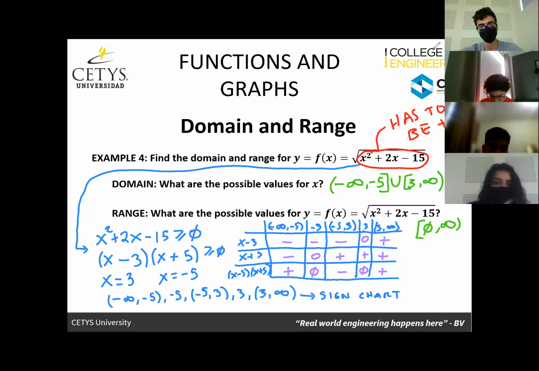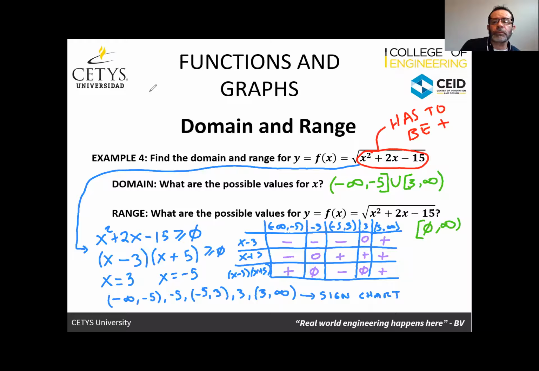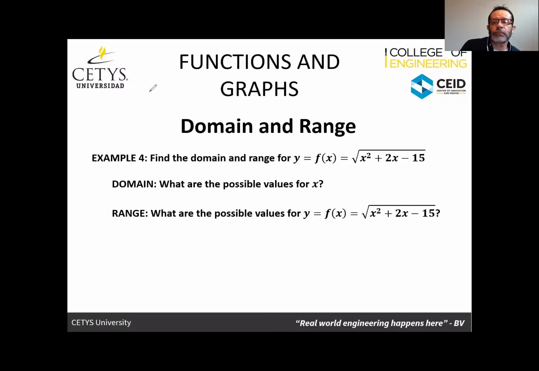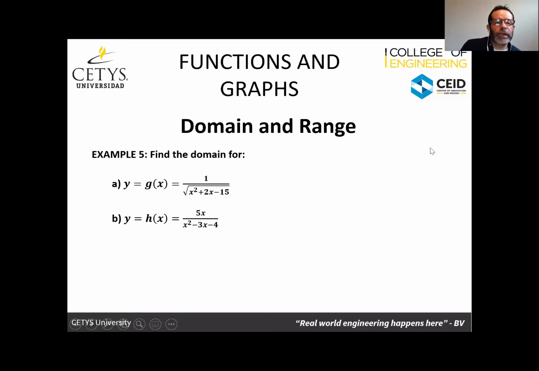Okay. Good. I'm going to clear this and jump over to the next one. Questions before we move on? Okay. I'm going to give you a couple of minutes to try these out. Find the domain. We're just looking at the domain right now. Find the domain for these two functions. I'm going to give you a couple of minutes, and I'm going to call upon somebody to try this out.